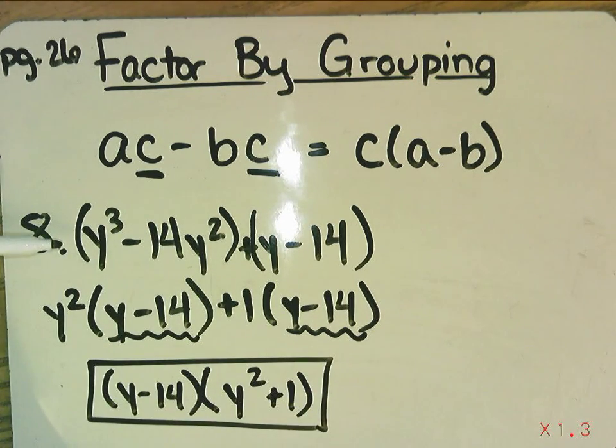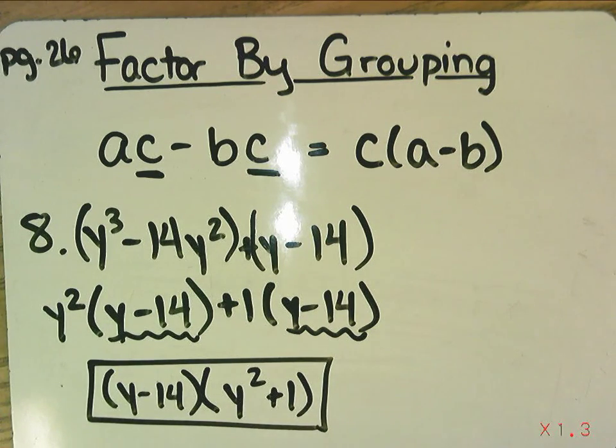So this is the polynomial I started with. This is it fully factored and factored by grouping. I can double check to make sure that this factoring is correct by foiling. And if I were to foil or use the box method to multiply these two polynomials, I should end up with what I started with.